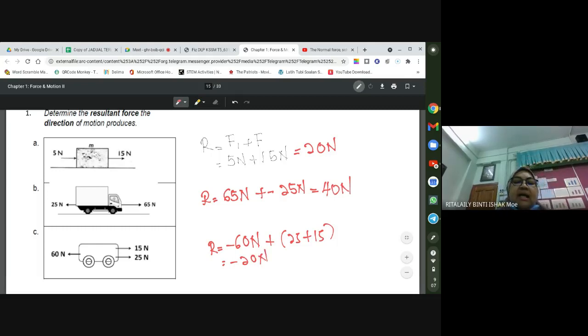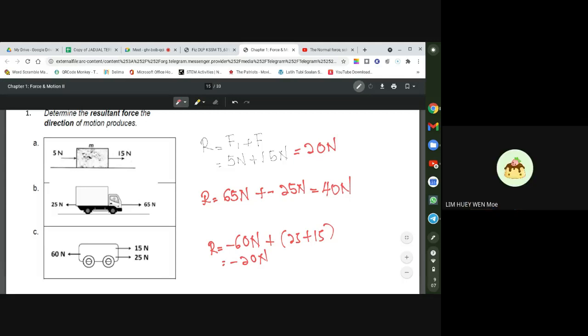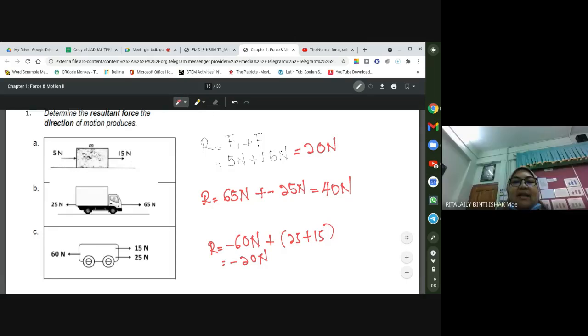But if somebody answers 20 Newton, is it correct? It's correct, but you need to write to the left. 20 Newton to the left. Okay, so both are correct. It's just that we need to emphasize the direction of the resultant force.